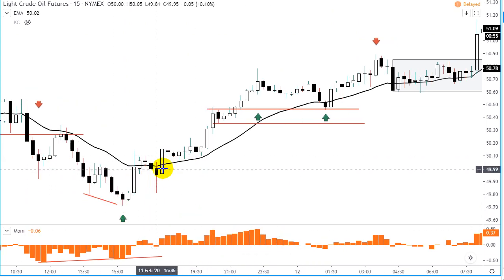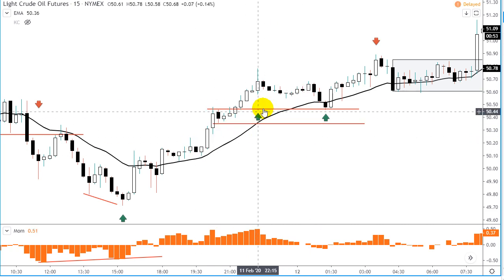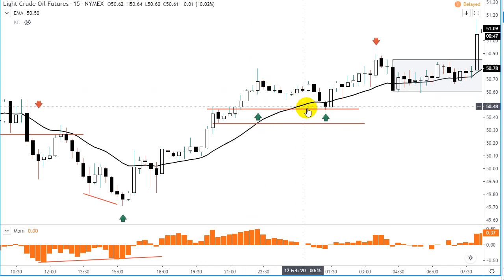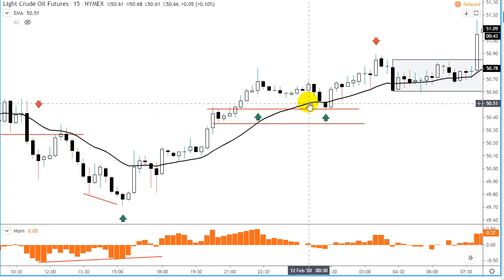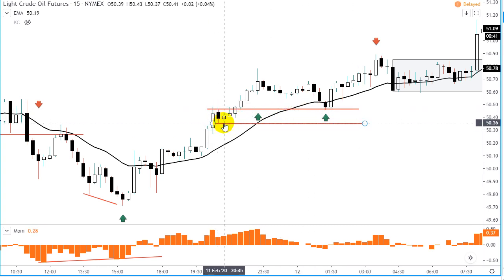We have our moving average starting to point to the upside. We put in new momentum highs, a nice pullback into the area of the 20-period moving average. In this case, we just happened to pull back into a range that was formed over here.